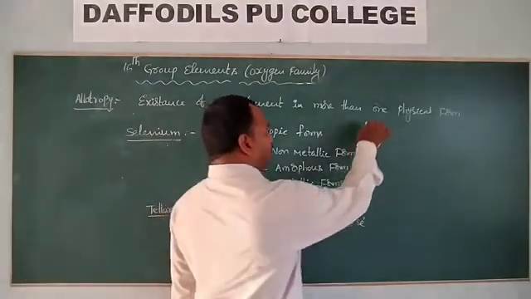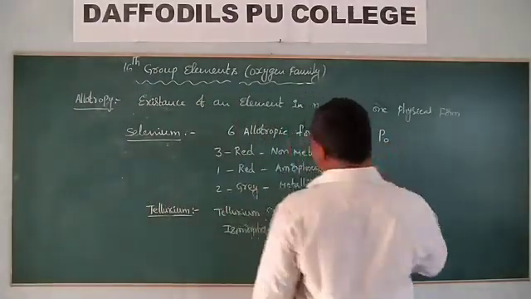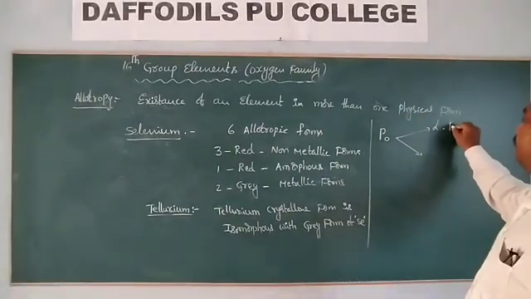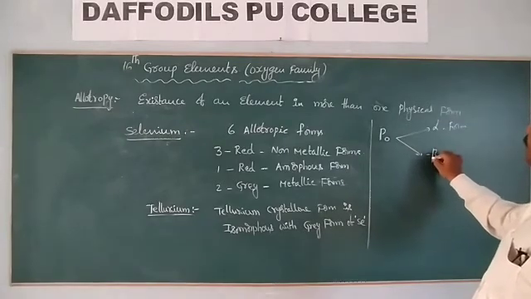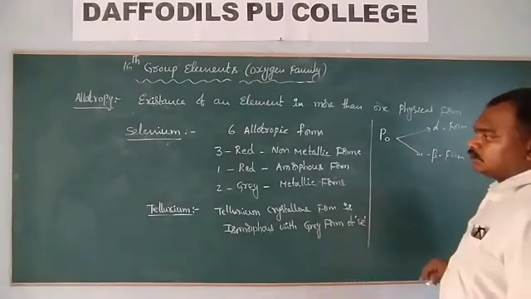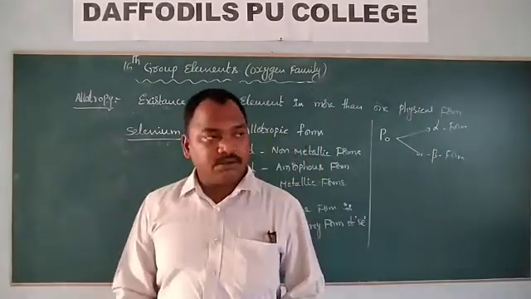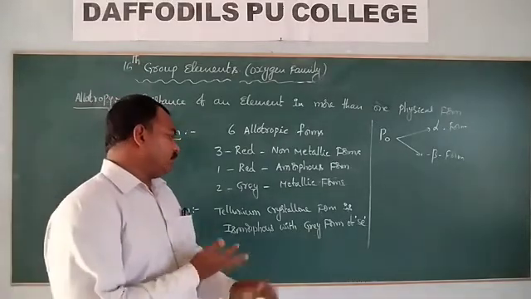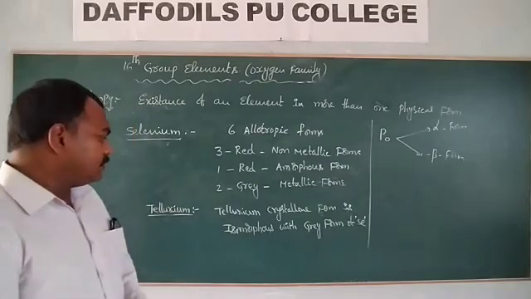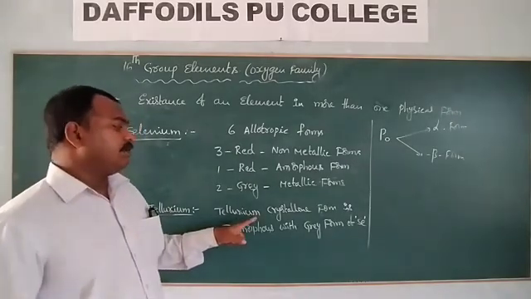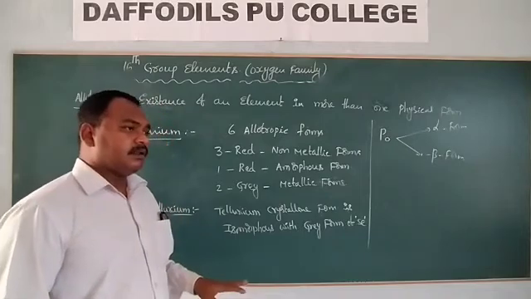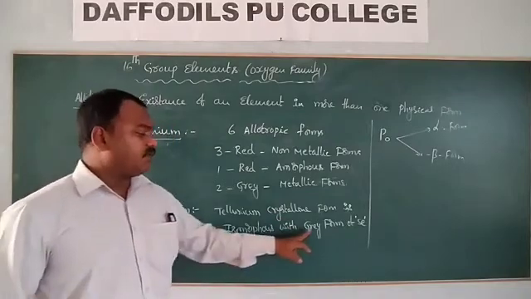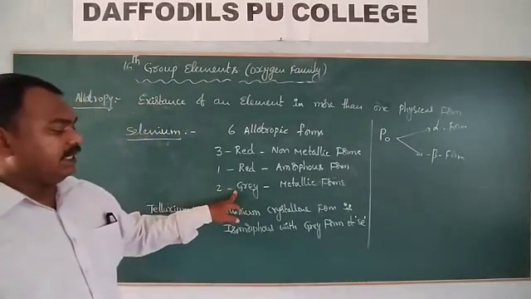And the last one is polonium. Polonium has 2 allotropic forms, alpha form and beta form. So this is about allotropy. Selenium has 6 allotropic forms. 3 are red non-metallic, 1 is red amorphous form, 2 are gray metallic forms. Tellurium does not have any allotropic form, but tellurium is available in the crystalline form, and that crystalline form is isomorphous with the gray form of selenium.